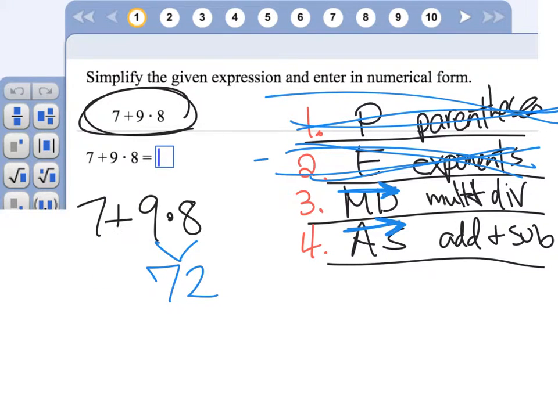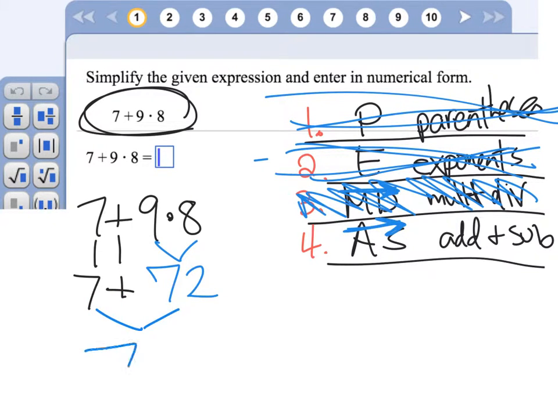And then I'm going to bring everything else down. So this plus, I'm going to bring it down. This 7, I'm going to bring it straight down. So our new problem is 7 plus 72. But I'm going to go back over here. Do I have any more multiplication or division to do? Nope. So I'm done with that step. And I have this one last remaining step, which is addition and subtraction. Well, the only thing I have is an addition, so I'm going to do 7 plus 72 gives me 79, so that is our answer.